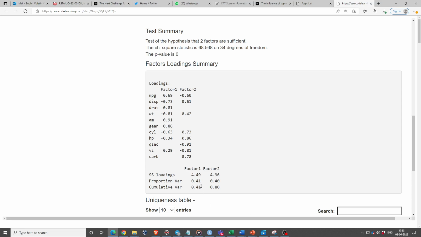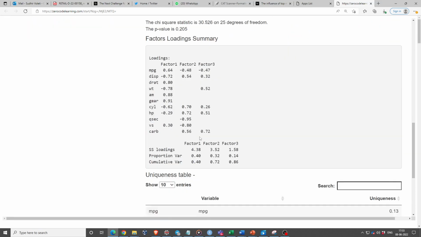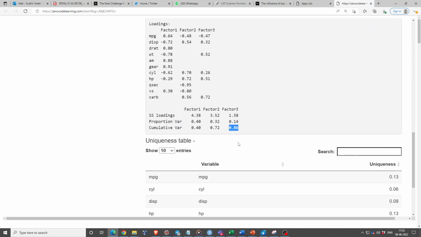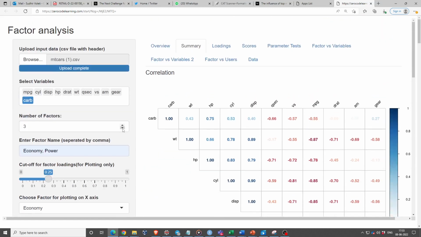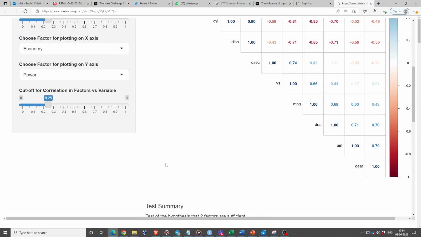Turns out that the first factor on its own retains about 41% of the original information in the original matrix. The second factor adds a further 40%, so total 41, 40. Cumulatively, the 2-factor solution is able to recover 80% of the original information in the matrix. If I make this 3, you will see that it's now moved to 86%. So the 3-factor solution is recovering 86% of the original. We are going with 2 because the machine chose 2 as the optimal number of factors.